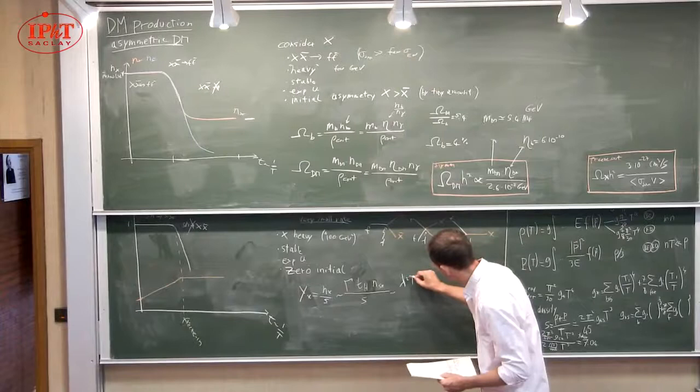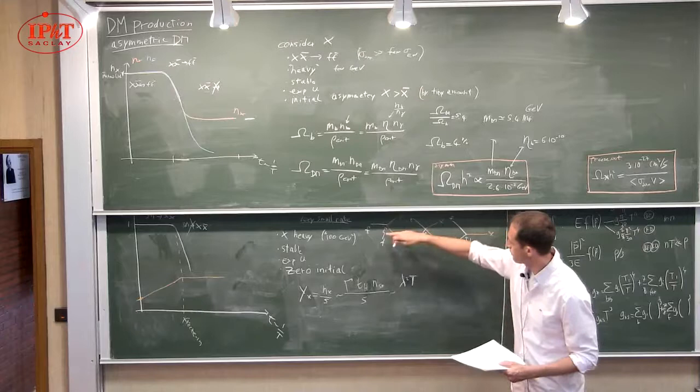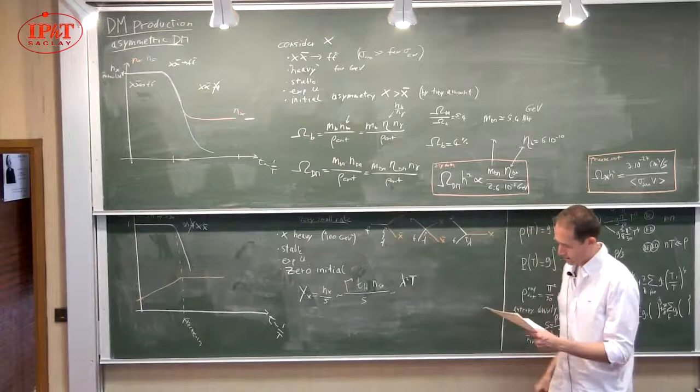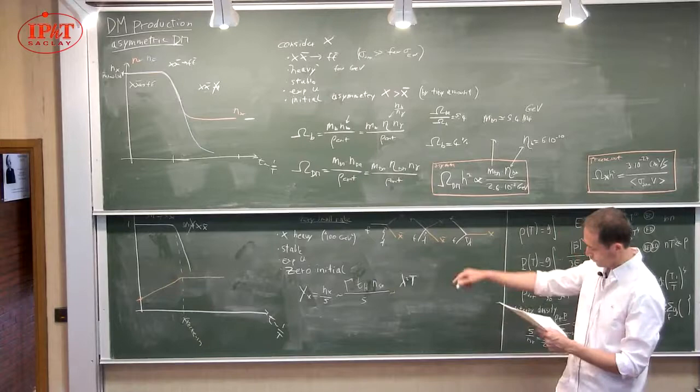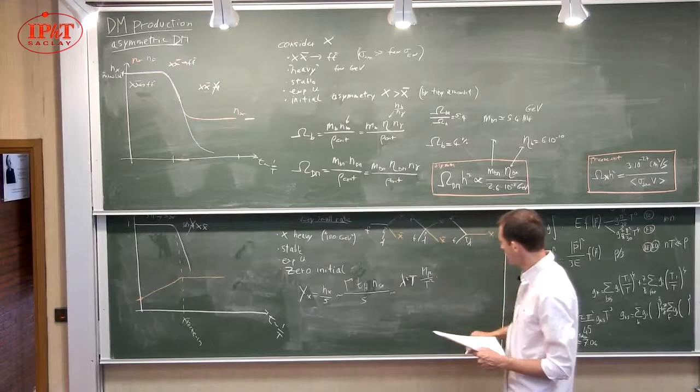The rate is a quantity with dimensions of a mass. And so typically, if you estimate the rate for a process like this, you will get lambda squared, where lambda is the coupling that is in the vertex, times a mass scale. And the only mass scale which is at disposal is the temperature of the bath. So I'm putting here the temperature of the bath, times Hubble time, so this is M Planck divided by T squared, roughly.